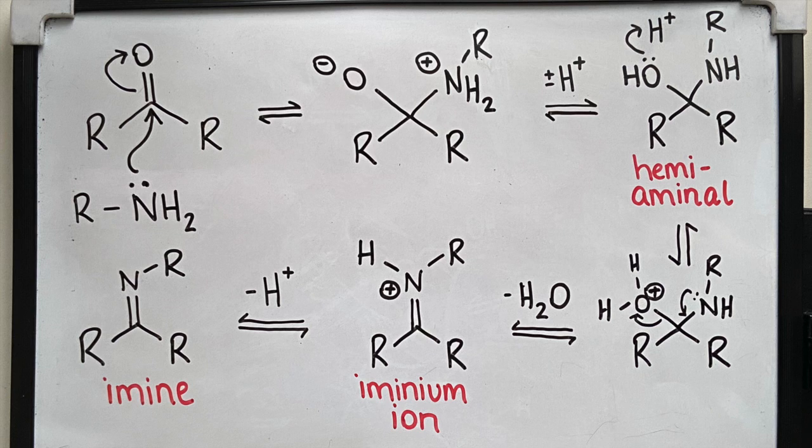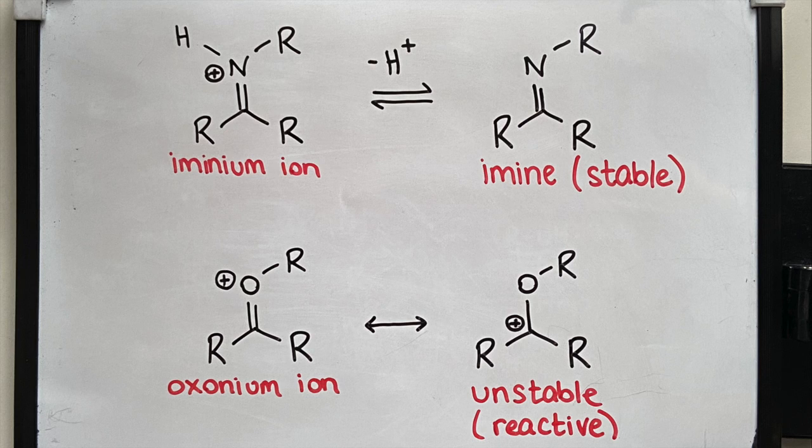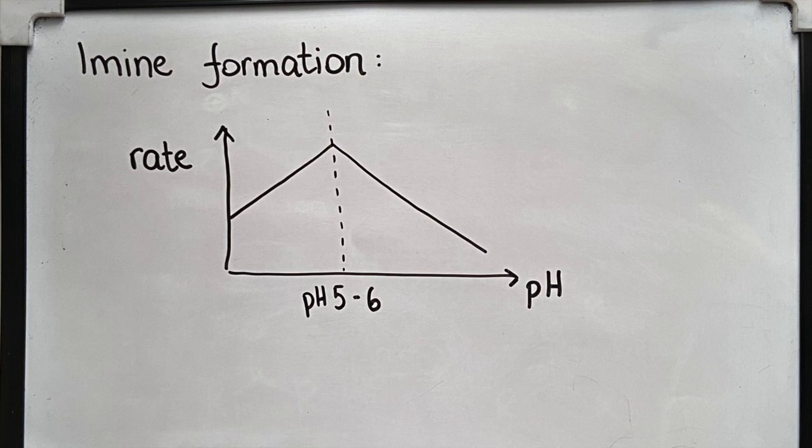Hopefully you can recognize that this mechanism follows a largely similar pathway to that of an acetal. The only difference is we only add one equivalent of a primary amine rather than two equivalents of an alcohol. This is because the iminium ion contains an extra proton, whereas the oxonium ion does not, making the electrophilic carbon center more reactive. In the synthesis of an imine, we observe an optimal pH of around 5 or 6.